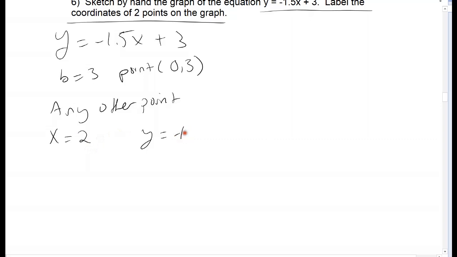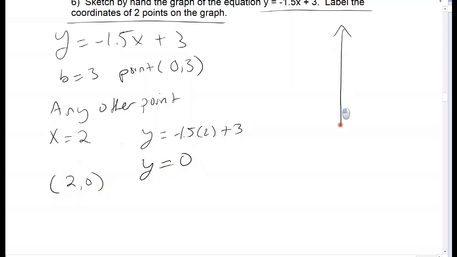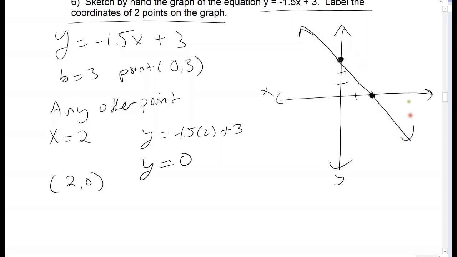Alright, plug it in my equation. Negative 1 half times 2 plus 3. Oh, actually, that comes out really nice. That comes out to 0. And so I actually found both my intercepts. 2, 0 and 0, 3, and those are the two I'm going to use to graph it. You can always check your answer on the calculator. So there's my y-axis, there's my x-axis, so 0, 3 puts me there, 2, 0 puts me there, and then you just draw as straight a line as you possibly can, and there's my line.